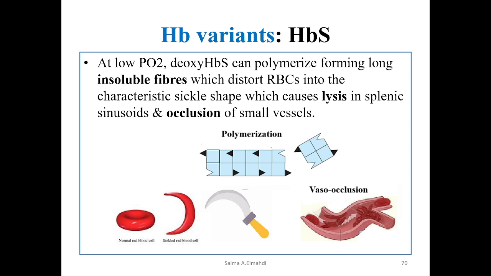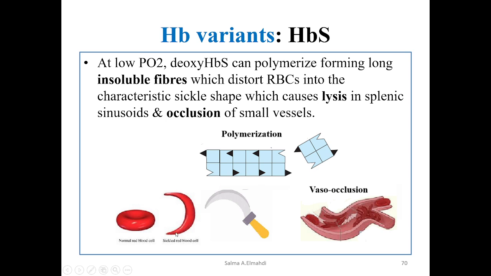deoxyhemoglobin S can polymerize to form long insoluble fibers, which distort the shape of the RBC in the characteristic sickle shape, which causes trapping in the splenic sinusoids and occlusion of small vessels. So this is the normal biconcave disc of the red blood cell. When the hemoglobin S at low oxygen polymerizes and forms fibers, it will be stuck into one side of the cell.